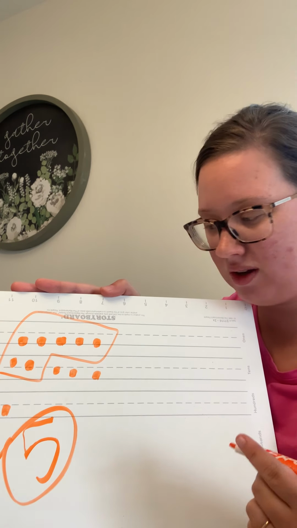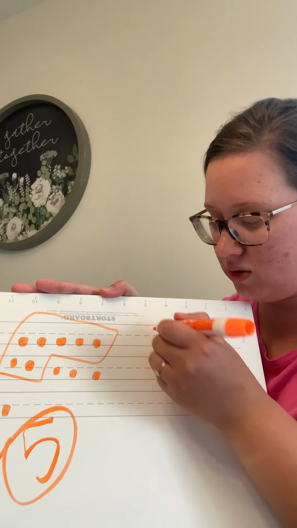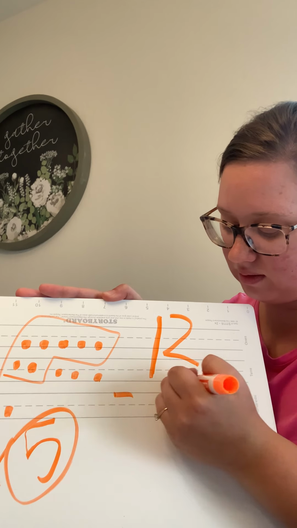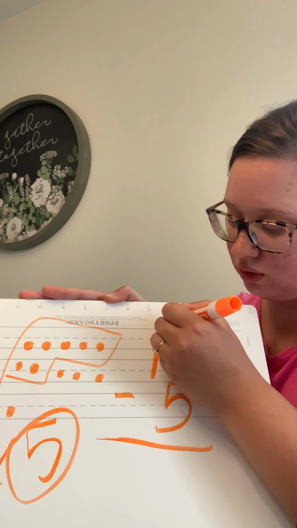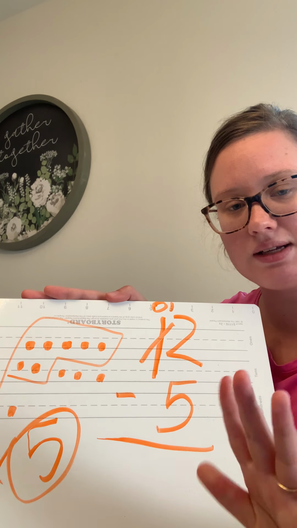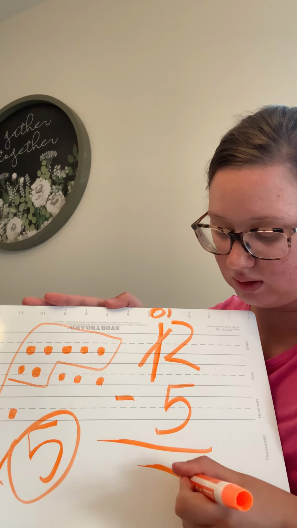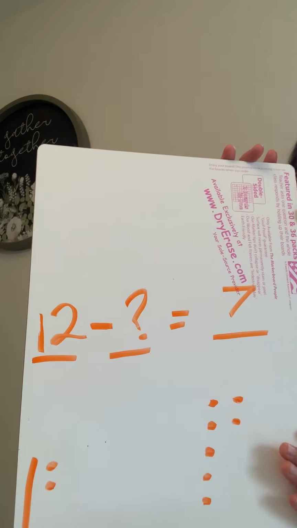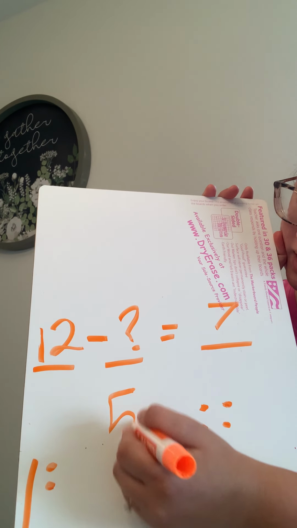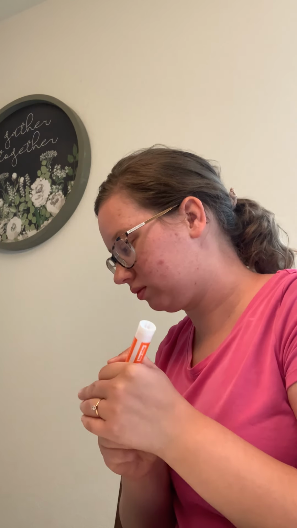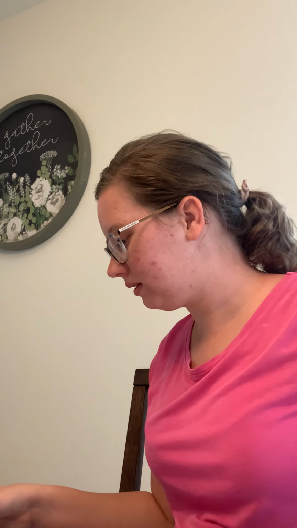In order to double check your work, what you can do is you can now do 12 minus 5 to be sure. 12 minus 5, 12, 11, 10, 9, 8, 7. Ooh, did I check my work? So my answer is 5. Let me keep going.